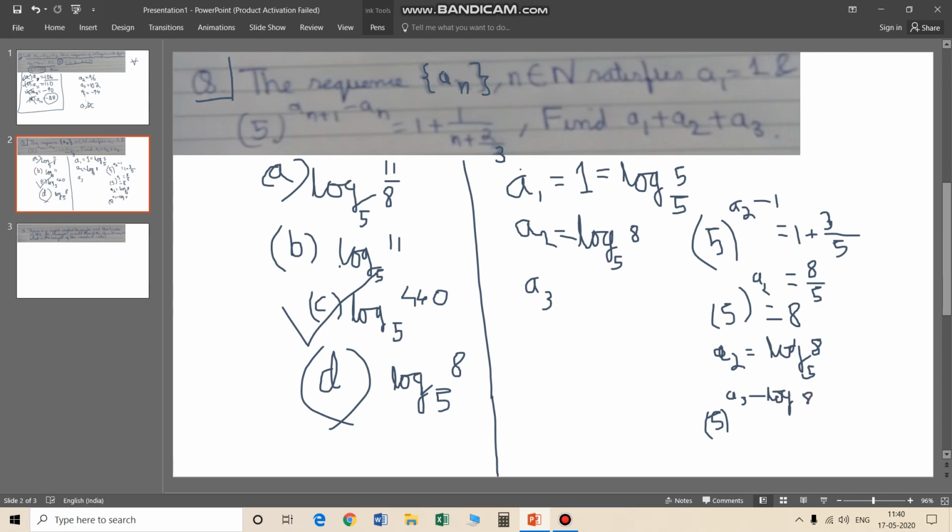8 base 5, find the value, is equal to 1 by 1 plus 1 by 2, and that will be 2 plus 2 by 3, which is 1 by 8 by 3, or 1 plus 3 by 8, which is 11 by 8. I am not writing each and every step I have dictated. Rewind the video and hear it clearly.